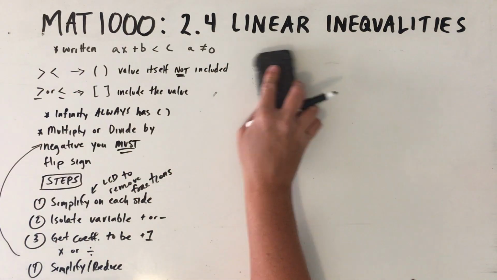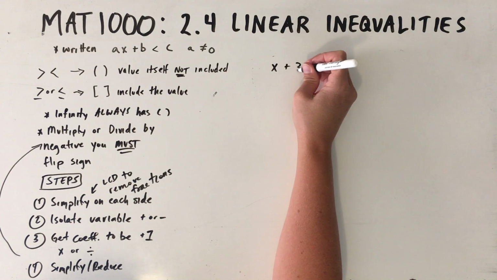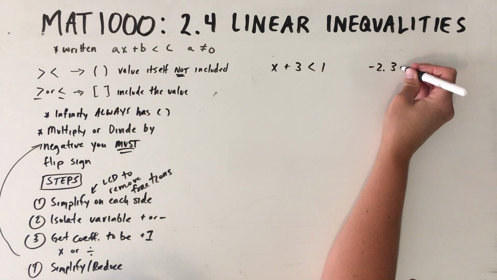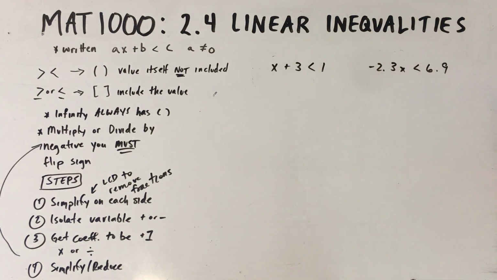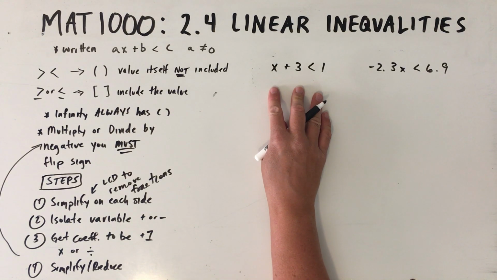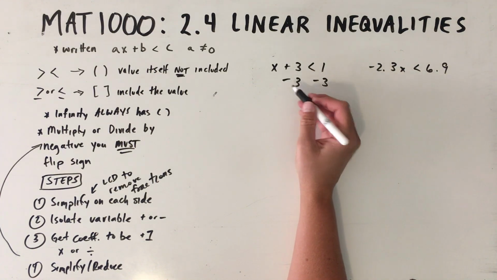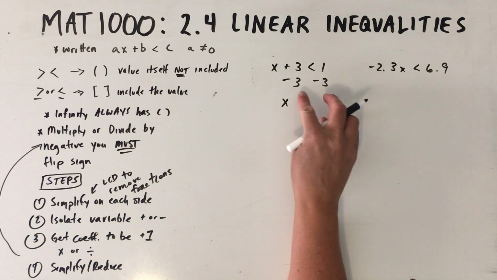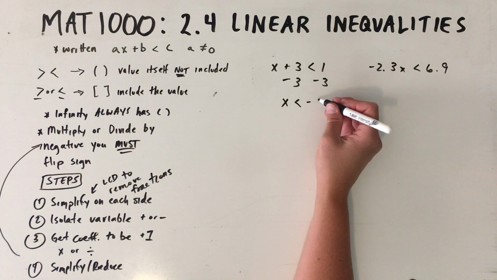Whoops, let's do these two first. Let's do x plus 3 is less than 1, and negative 2.3x is less than 6.9. Okay, so to solve these, they're not solved for yet. I'm going to have to undo any addition and subtraction. So I'm going to subtract 3 from both sides. I'm subtracting 3, so I do not need to flip the sign. I can add and subtract all day long, as long as I do the same thing to both sides, then the inequality will remain true, or remain intact.